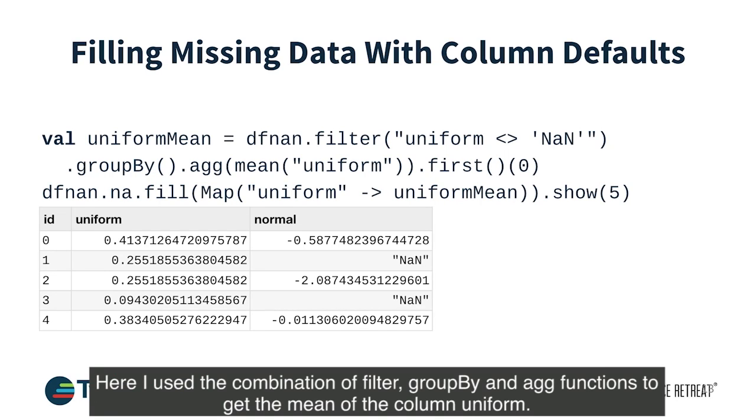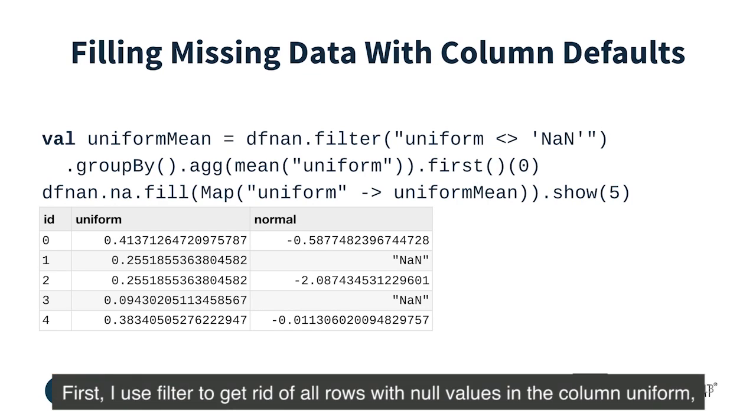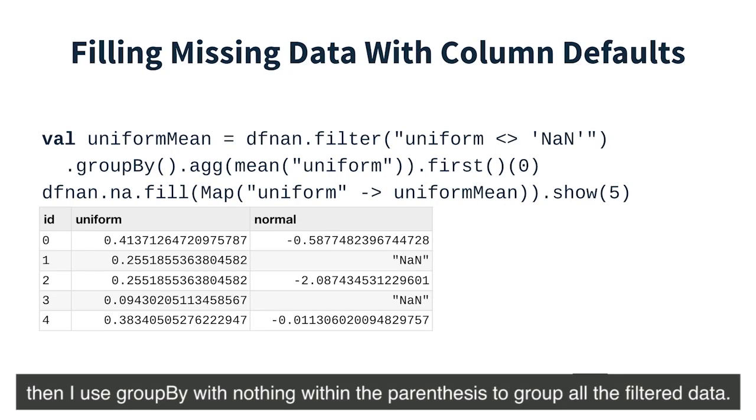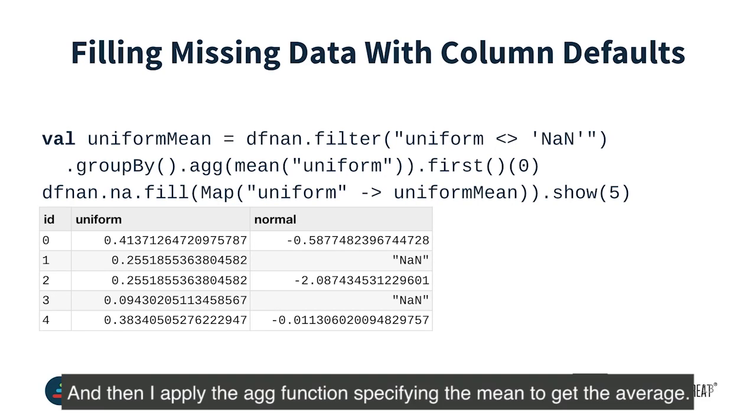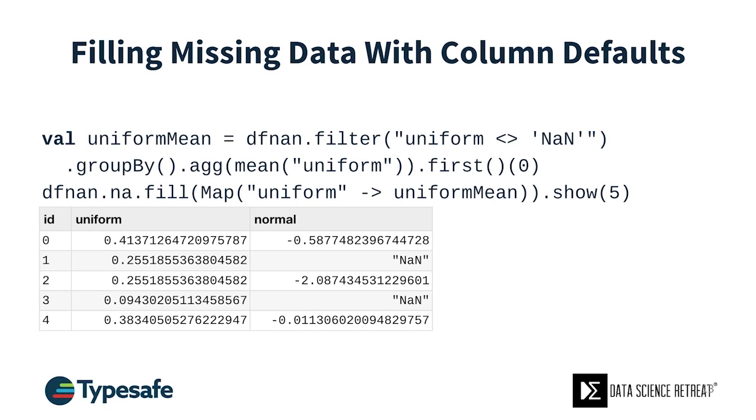Here I use the combination of filter, group by, and agg functions to get the mean of the column uniform. First, I use filter to get rid of all rows with null values in the column uniform. Then I use group by with nothing within the parentheses to group all the filtered data. And then I apply the agg function specifying the mean to get the average.